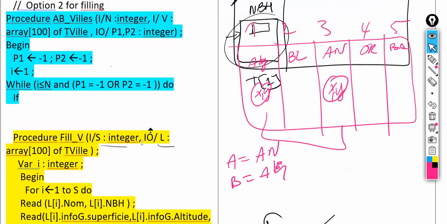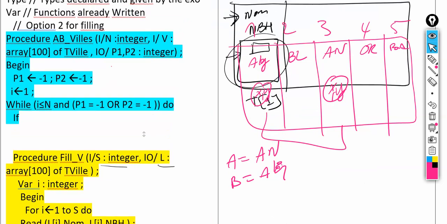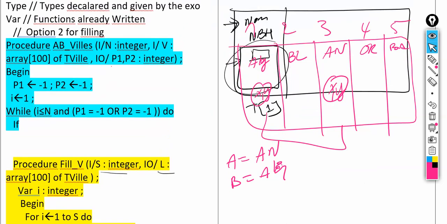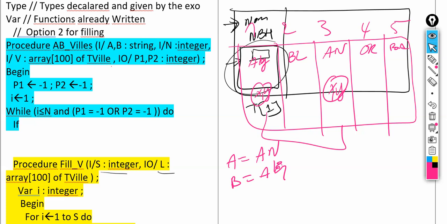So let's go back here. We have said that we are looking for two towns, town A and town B inside the array V, which is the formal parameter, okay? So I need them as inputs. So I will add them to the parameters. So A and B, they are strings, okay? They are two strings.